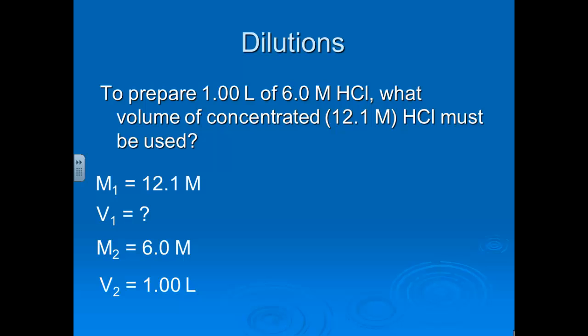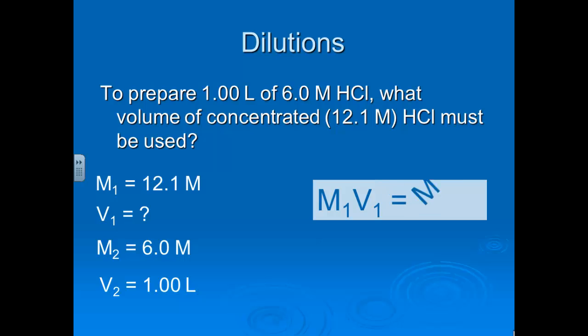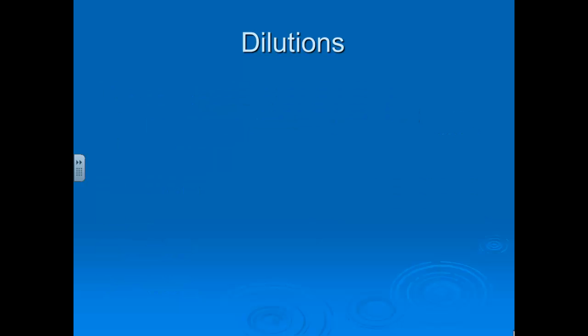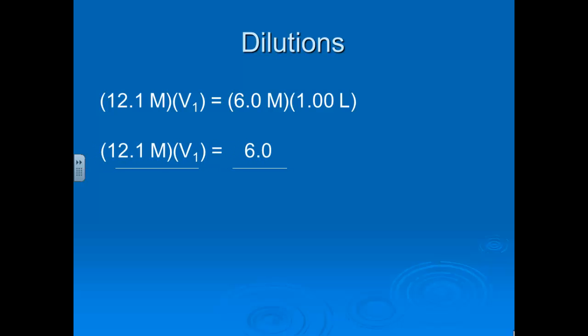Once you've decided where your numbers go, you really just have to plug them in and solve for the one that's missing. Remember, we can use liters or milliliters with this, but our 2 sides need to match. So if we use liters, V1 comes out in liters. If we use milliliters, V1 comes out in milliliters. So plug in your numbers. Solve for the one that's missing. Multiply on the right. Divide by what's on the left.